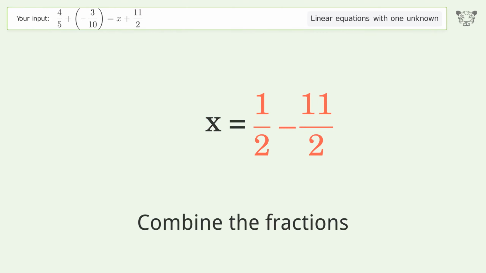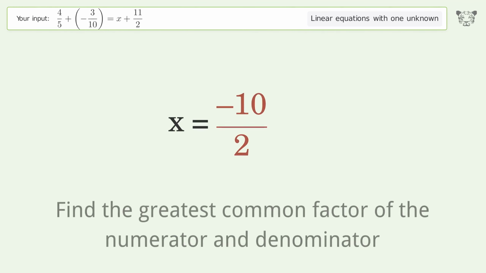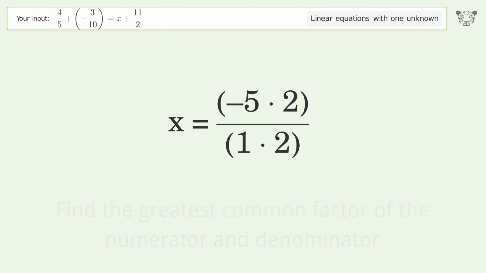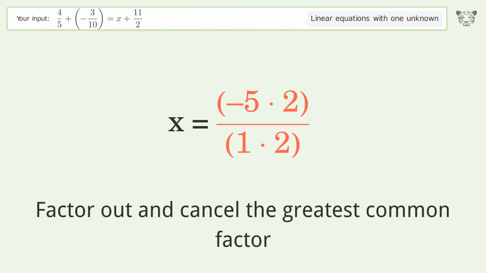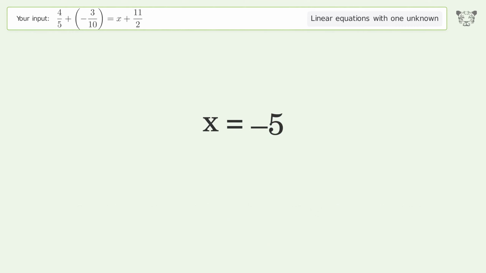Combine the fractions. Combine the numerators. Find the greatest common factor of the numerator and denominator. Factor out and cancel the greatest common factor. And so the final result is x equals -5.